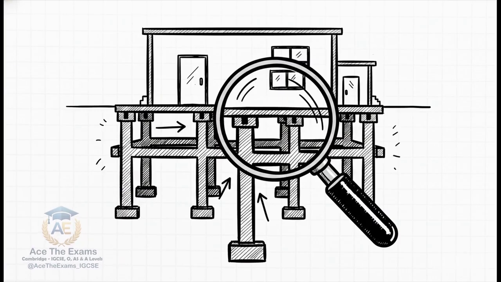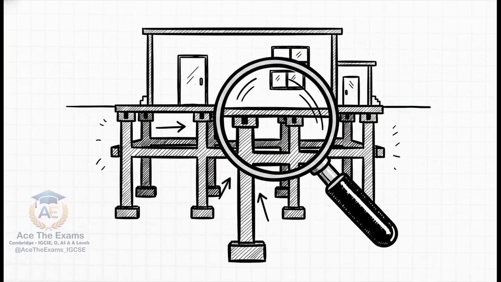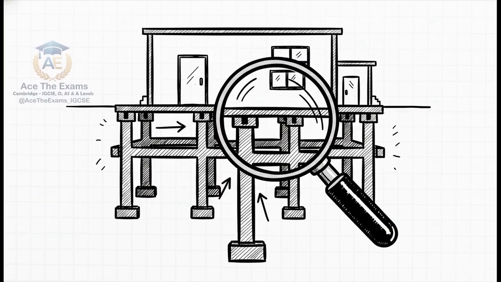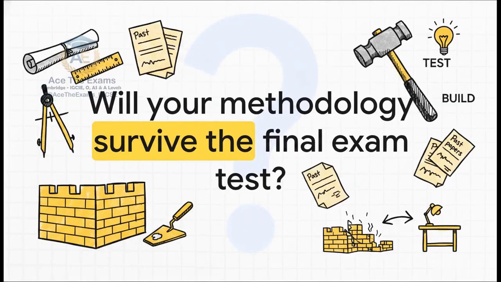Remember this, your final cosmetic answer might be wrong due to a completely silly arithmetic slip. But if your perfectly annotated working shows a flawless conceptual understanding of the 1.6 series framework, those method marks will step in and save your entire grade. So we roll up the plans, the blueprint is complete. But I leave you with this final provocative thought. Will your 1.6 series methodology actually survive the final exam stress test?